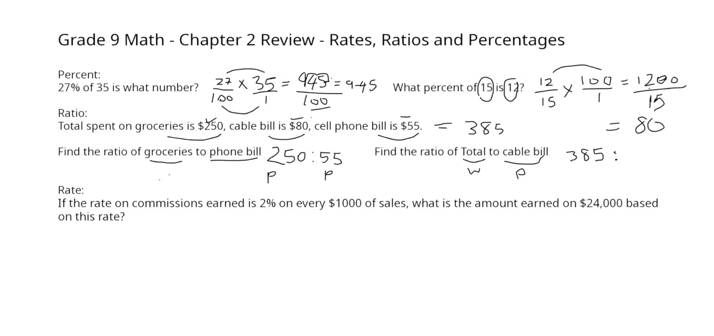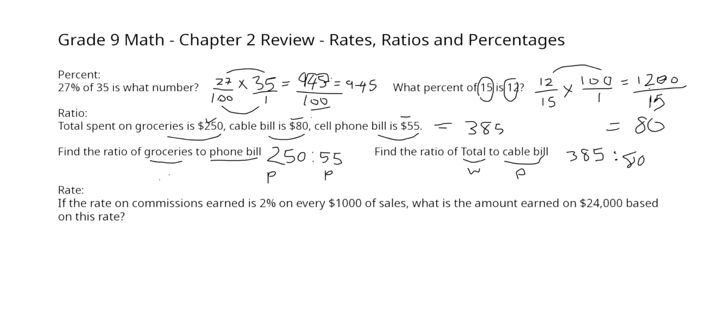So the next question is pertaining to rate. It says, if the rate on commissions earned is 2% on every $1,000 sale, what is the amount earned on $24,000 based on this rate? So there are different ways to find this answer.